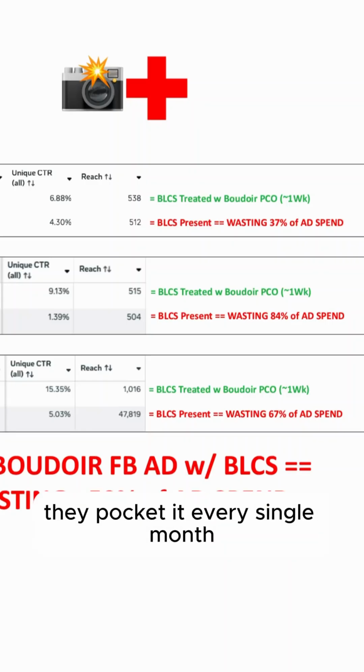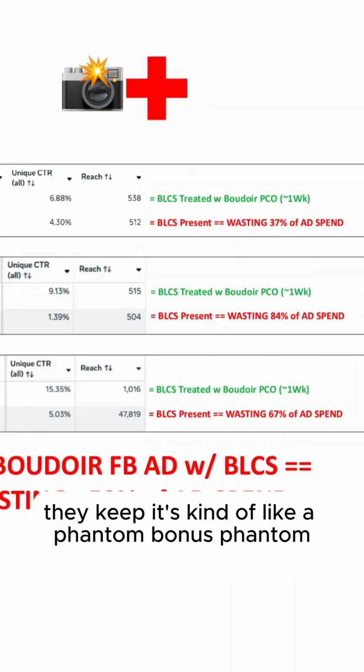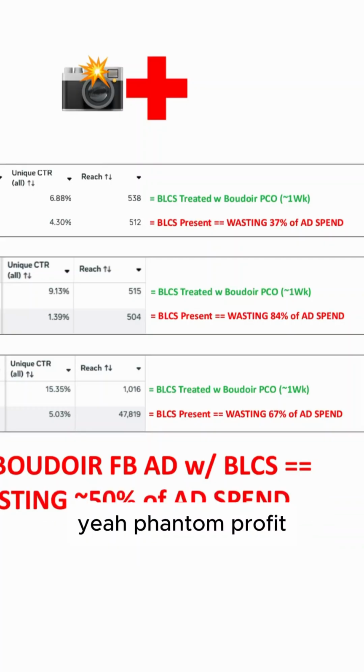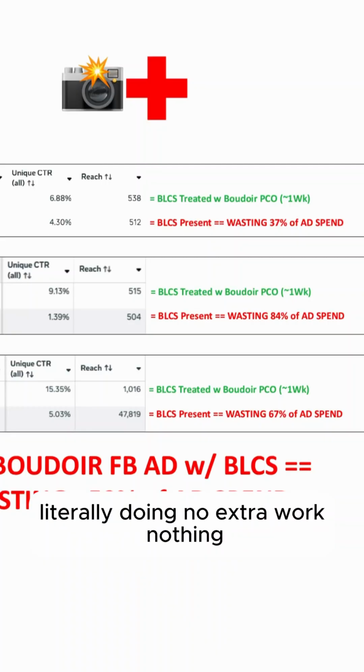They pocket it every single month. They don't have to spend it. They keep it. It's kind of like a phantom bonus, phantom profit. And as a result, they're actually able to keep that $8,400 a month, which is like 100 grand over the next 12 months, literally doing no extra work, nothing.